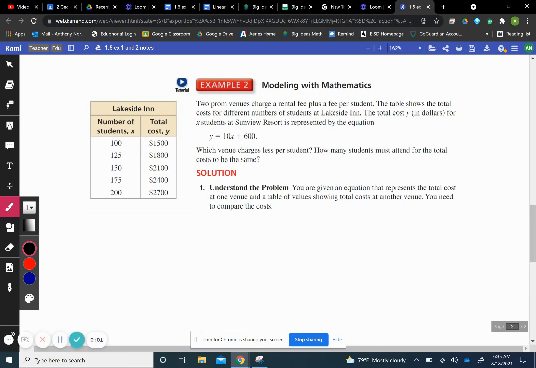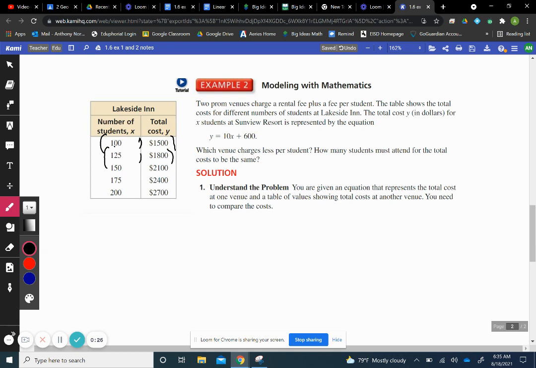Welcome back. Time for example 2. So once again, whenever we do this, we're going to look straight for the graph. Lakeside Inn, we don't know what that means yet. We have the number of students and the total cost. We have X and then Y. X and then Y. So that is kind of like having a coordinate. So these are just a list of coordinates.